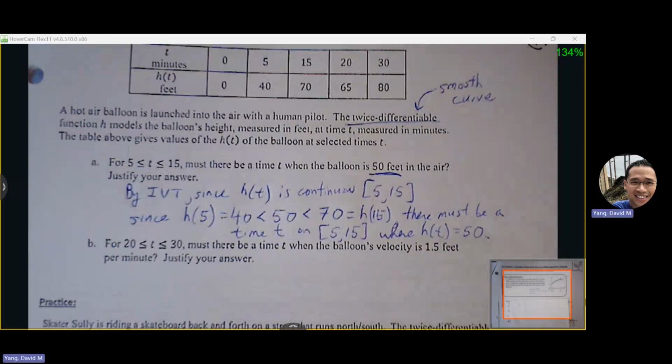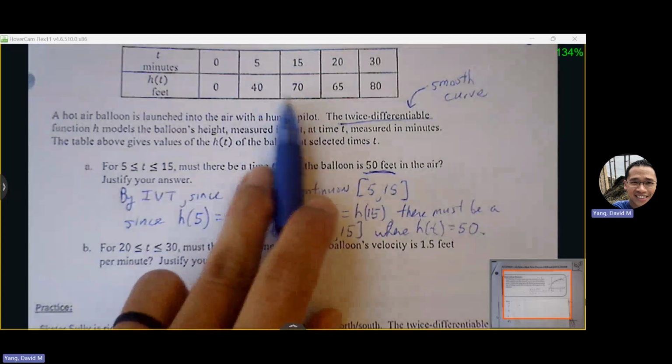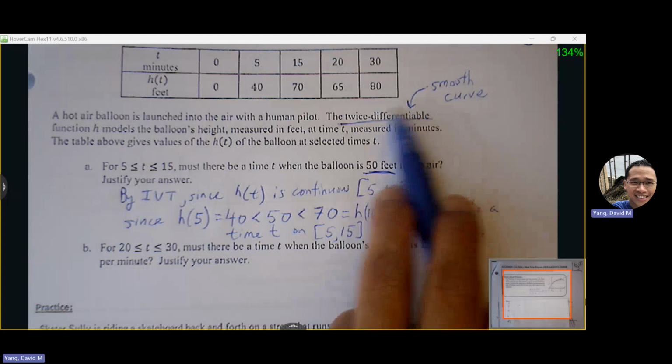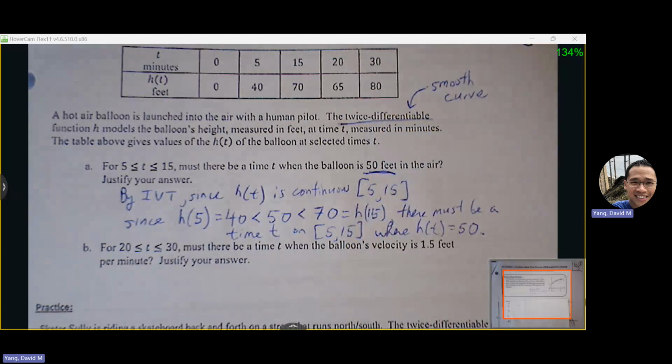Okay, so I think we just naturally are going to have an easier time with intermediate value theorem because the numbers are there. Even though we don't see those numbers, we can clearly see, okay, 40 to 70, I got to pass 50 somewhere between, especially if we know that the balloon is going to have to hit every height along the way.